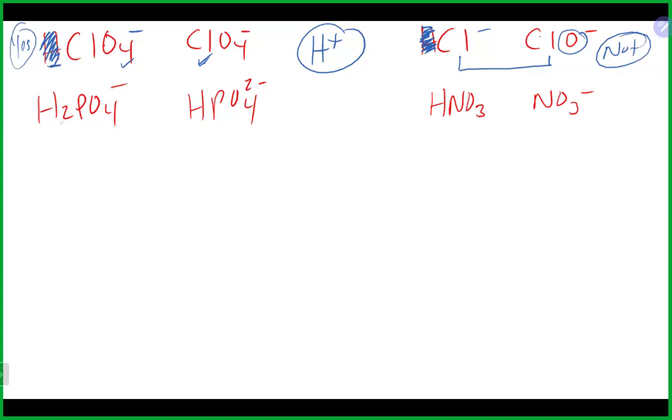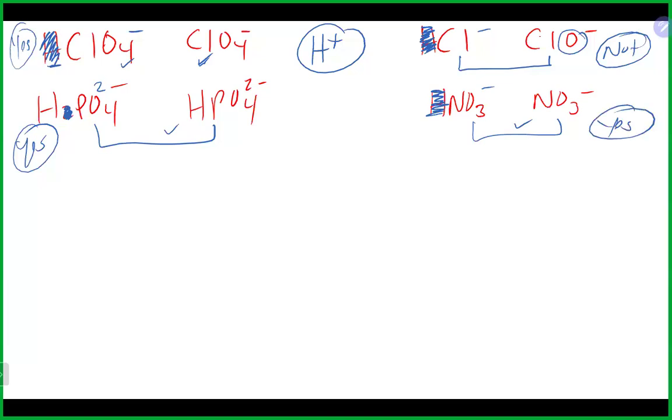Here we take out one H, leaves us this. And remember that when you lose the H, you become one more negative. So it goes from -1 to -2. And these guys look like a match. So those guys would be a pair. Lastly, we take out the H from this guy and it becomes one more negative. And now they're matched there. So this guy would be good.